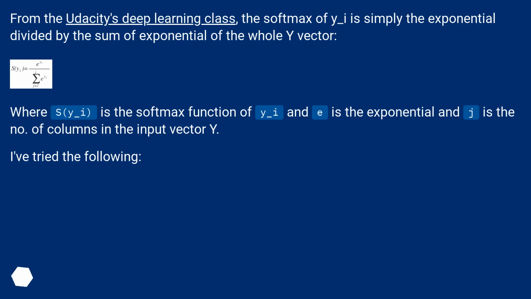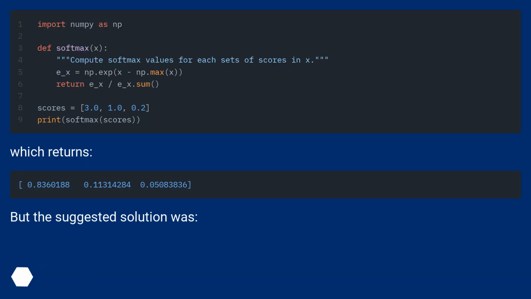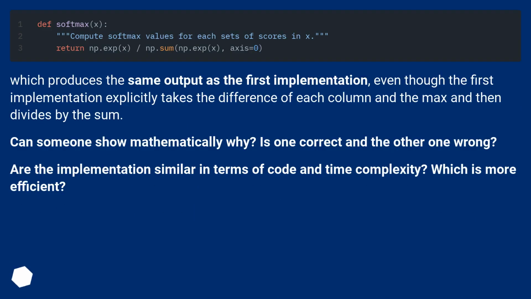I've tried the following, which returns. But the suggested solution was, which produces the same output as the first implementation, even though the first implementation explicitly takes the difference of each column and the max and then divides by the sum.